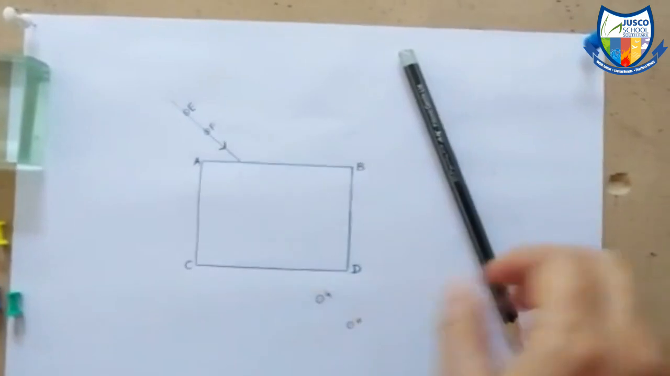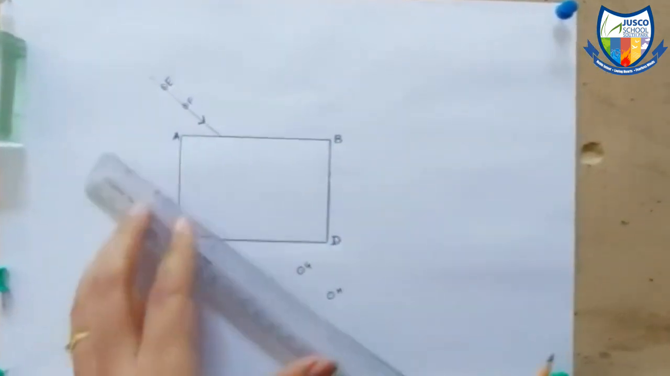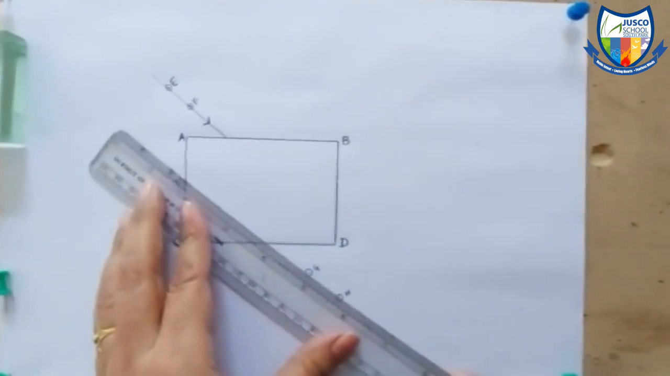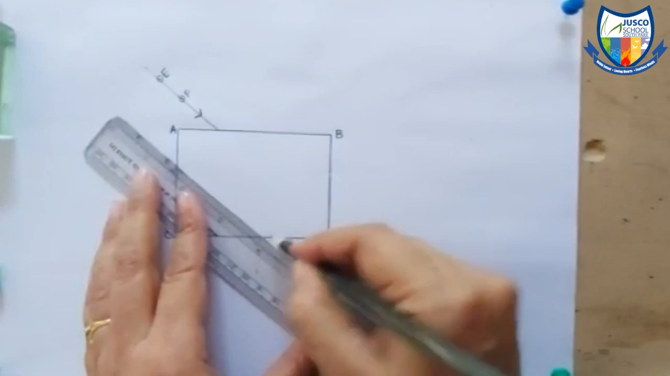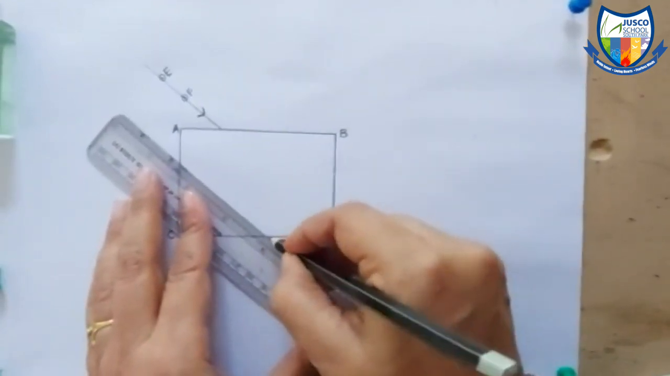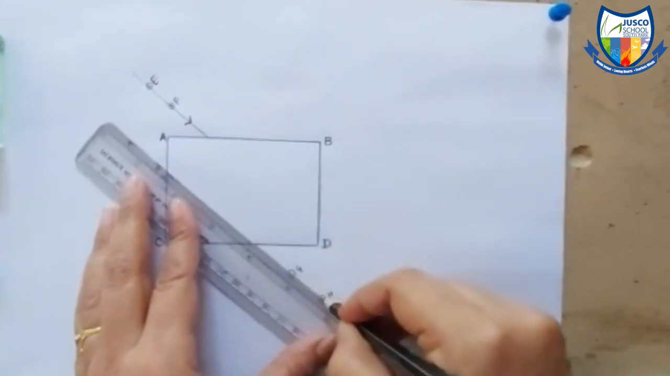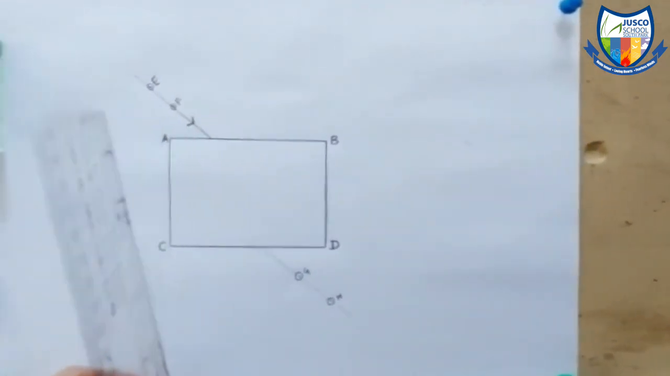Now I will join these two points to basically get my emergent ray. And I will join it to this interface. Okay, so here I have joined it.